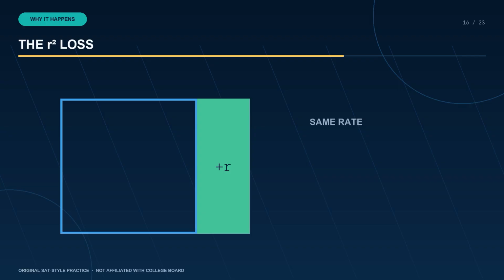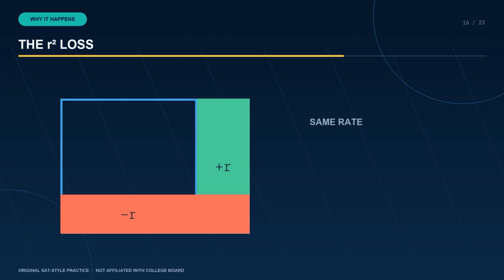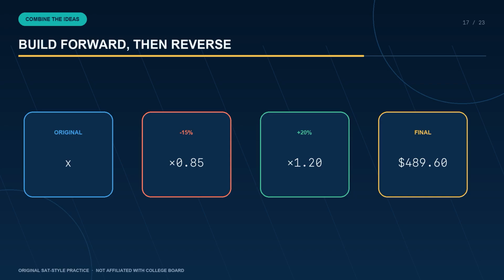Visually, the first increase adds $90 because the base is 500. The later decrease removes $106.20 because the base is now 590. Same rate, different amount. The larger base on the down step creates the loss. The hardest version combines both ideas. A quantity is decreased by 15%, then increased by 20%, and the final value is $489.60. The original is unknown. Build the forward chain first, then divide by the chain once.